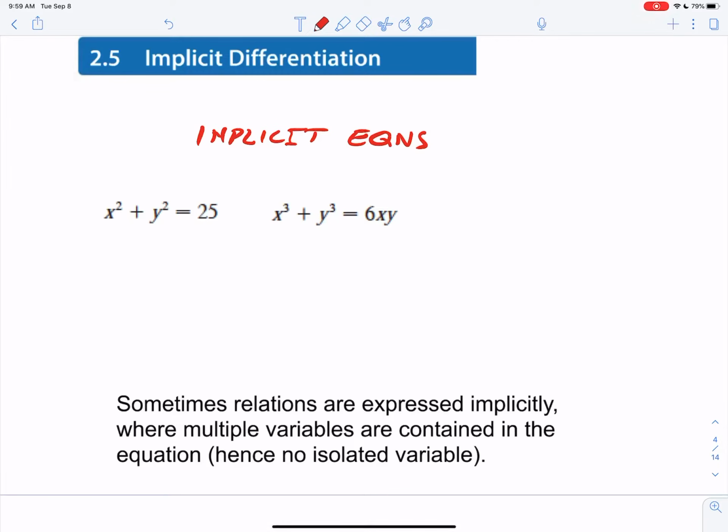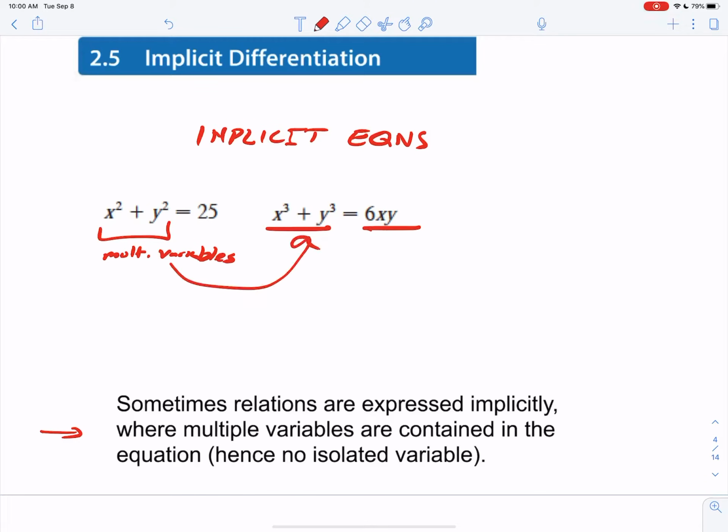Okay. X squared plus y squared equals 25. X cubed plus y cubed equals 6xy. So I wrote it down here, but basically you notice that there's no variable that's isolated. That's one. But also you notice that there are multiple variables, right? Multiple variables.